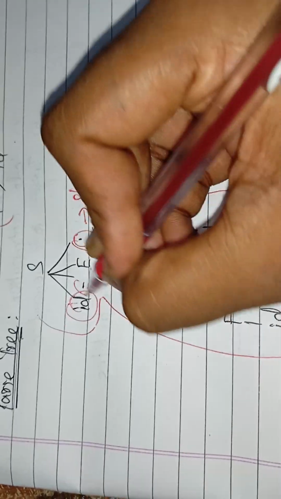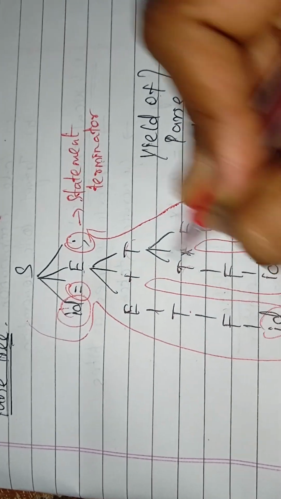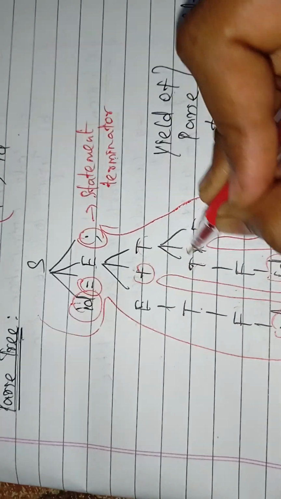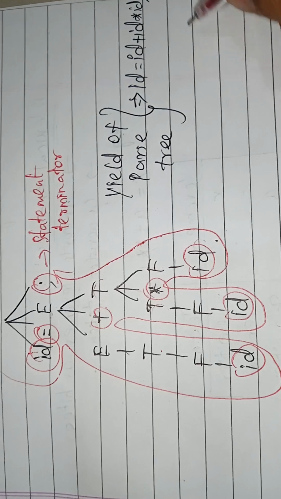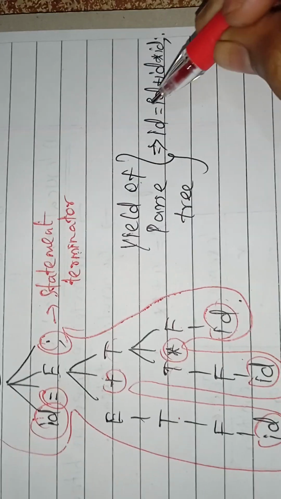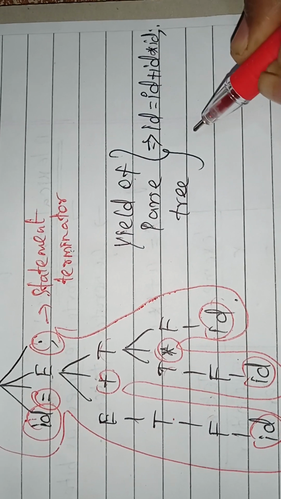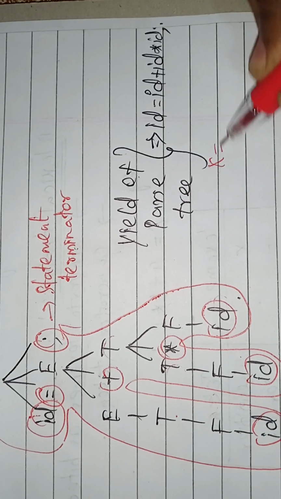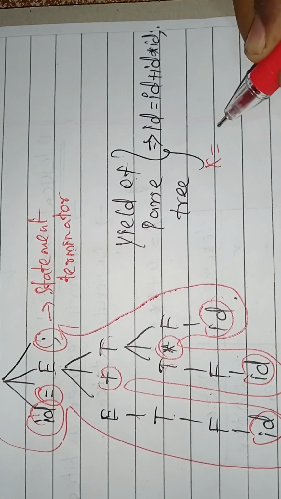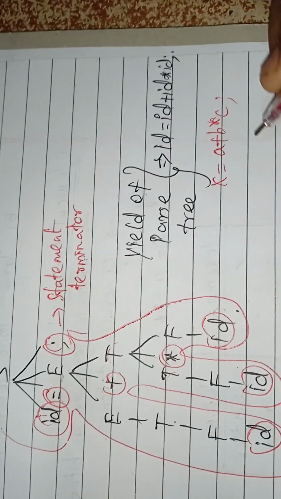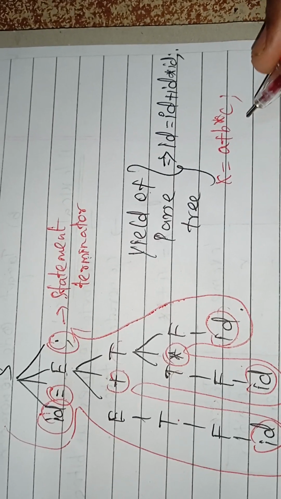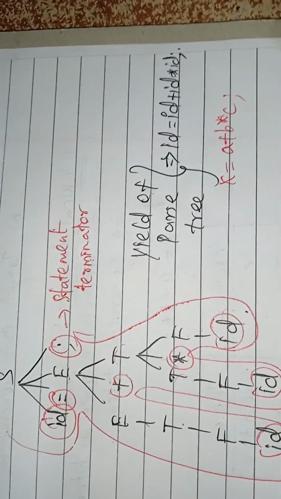That's why ID is equal to ID plus ID star ID and the semicolon. So that is nothing but the yield of the parse tree. Since this yield of the parse tree is similar to the expression that we are having, x is equal to a plus b star c, it will not produce any errors. Otherwise, it will produce some syntax errors.